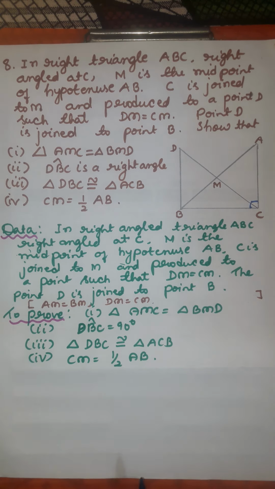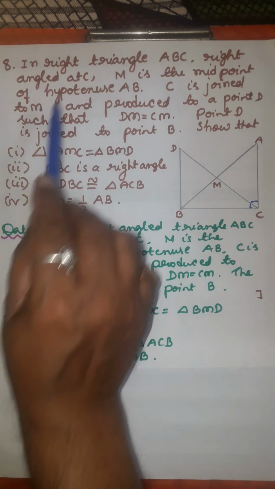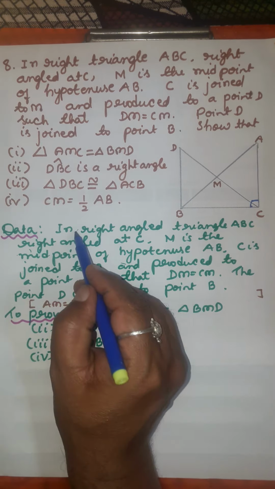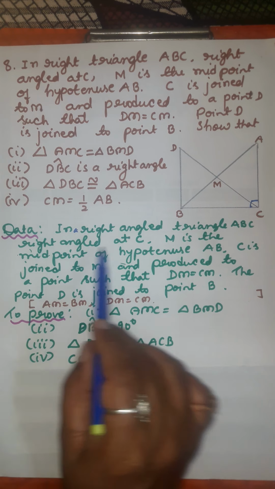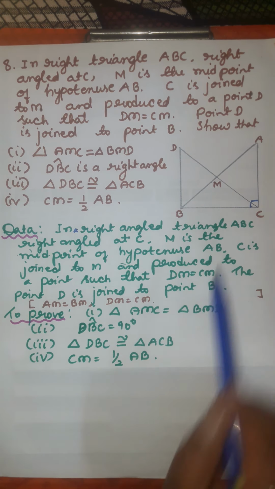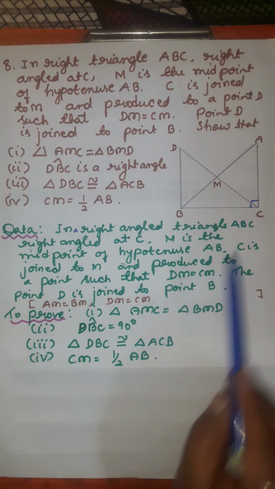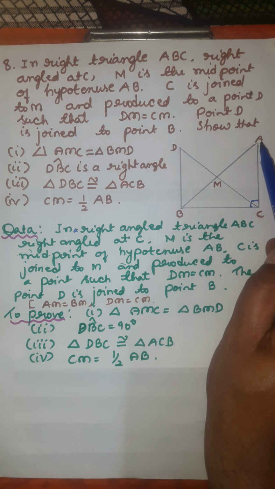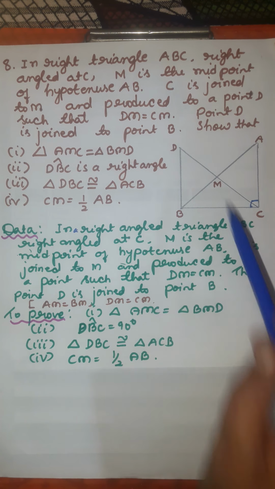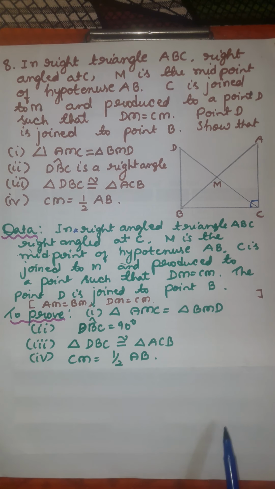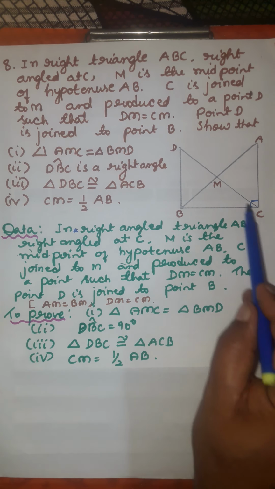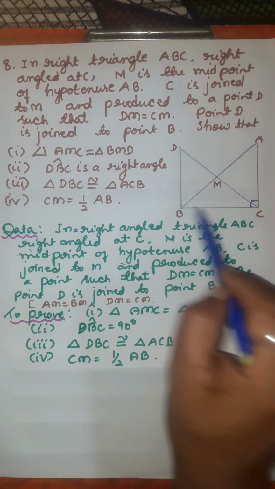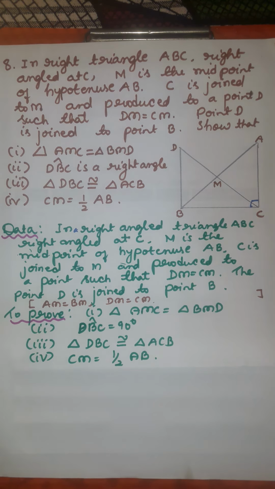Now, the data. So what is described? I am going to write that. In a right angled triangle ABC, right angled at C, M is the midpoint of hypotenuse AB. Point C is joined to point M on the hypotenuse AB and produced up to point D such that DM is equal to CM. The point D is joined to point B. This is the description of the problem.